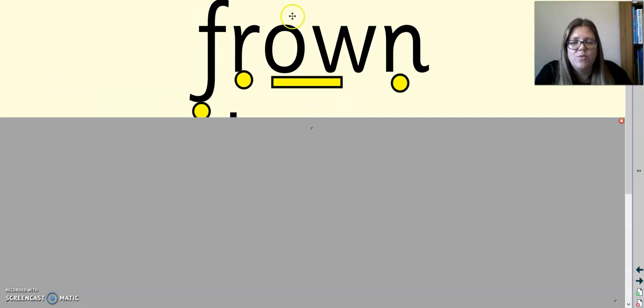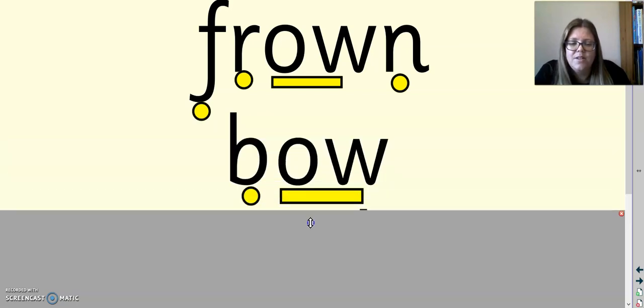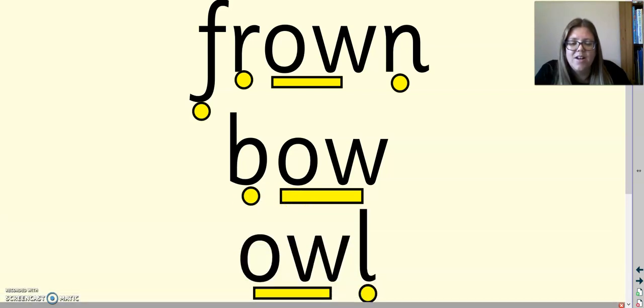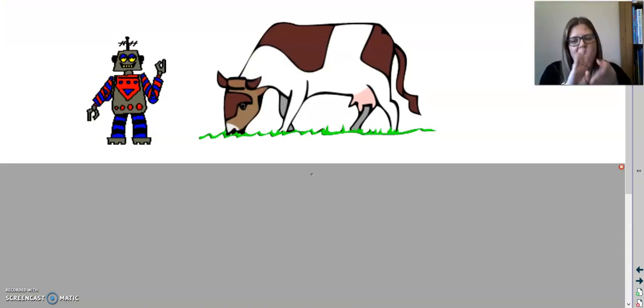Okay, let's have a go at reading some of the words that have got this ow digraph in there. Let's point to the sound buttons and we're going to read them as I point. Ooh, ow, ooh, frown, frown, frown, yeah, that's when you've got like this, making a frown with your face. Well done. The next one is ow, ow. Well done, bow. And the last one that we're going to read is ow. Ooh. Ow. Ooh. Owl. Yeah, well done.